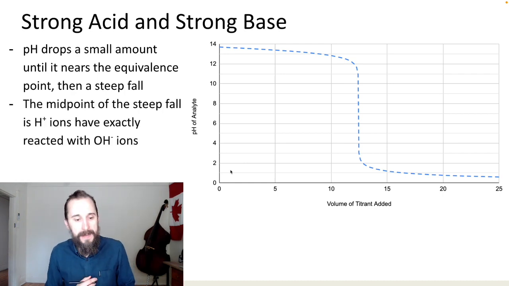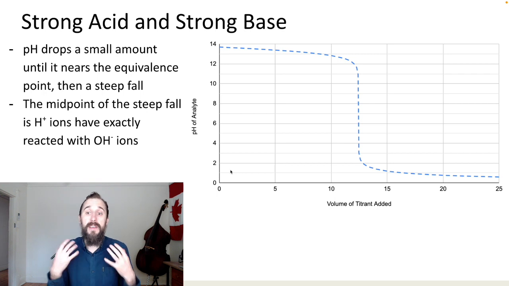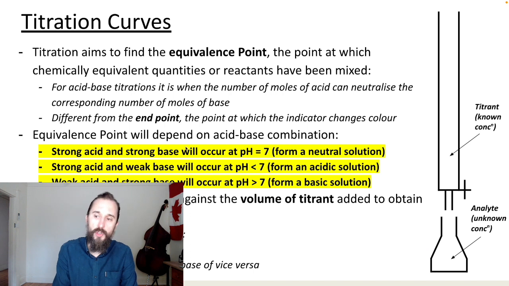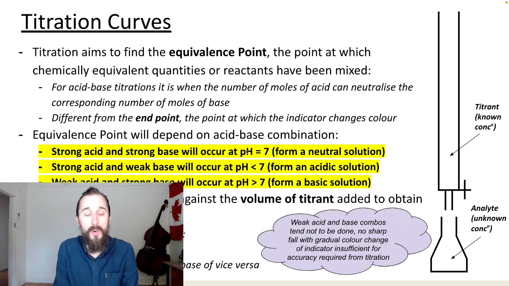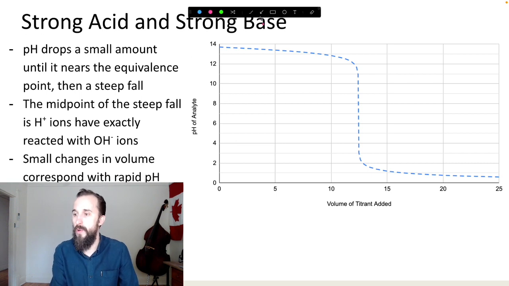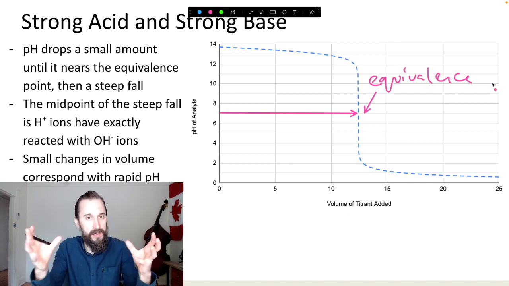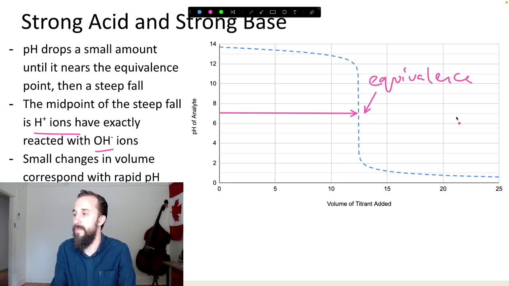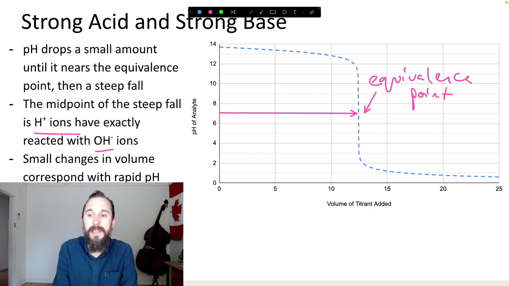The midpoint of the steep fall is where the hydrogen ions have exactly reacted with our hydroxide ions. So we said before that with a strong acid and a strong base, our equivalence point is going to occur at a pH of 7. So let's have a look where that lines up on our graph here. A pH of 7, neutral. So that is the equivalence point, where the acid and base have completely reacted with each other. The H+ ions have exactly reacted with the OH-. So the equivalence point is in there.